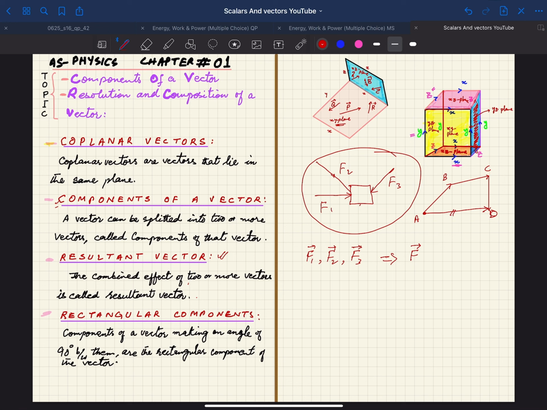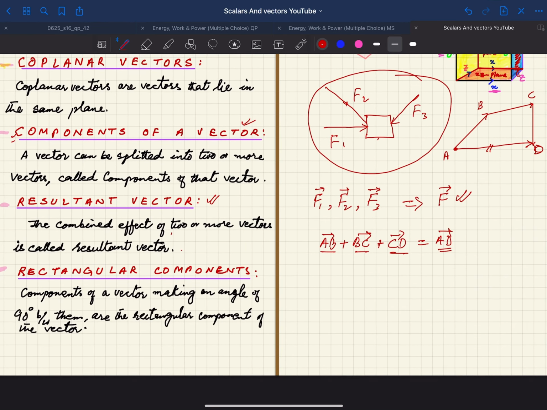So vector AB plus vector BC plus vector CD gives us another vector, which is AD. All these vectors AB, BC and CD are termed components of the vector AD. This is very important. AD is the resultant in this case, as we just discussed that F was the resultant vector.